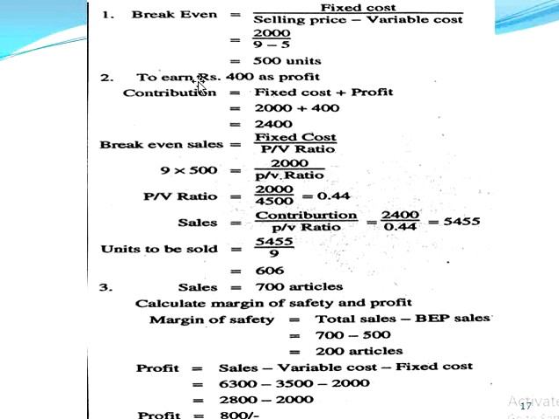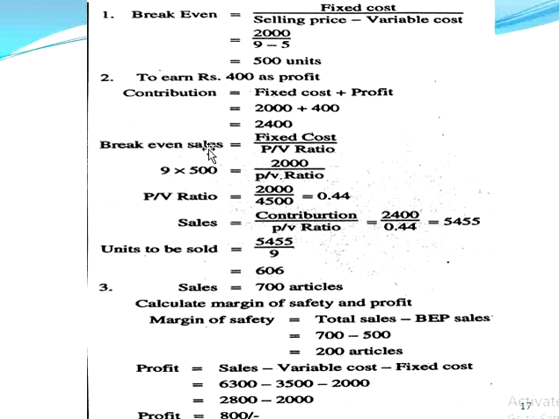Then to earn 400 rupees profit, how much should we sell? We want to calculate in terms of units. So first we calculate in terms of rupees and then we convert into units. So contribution is fixed cost plus profit. Fixed cost 2,000 and profit 400. Answer 2,400.